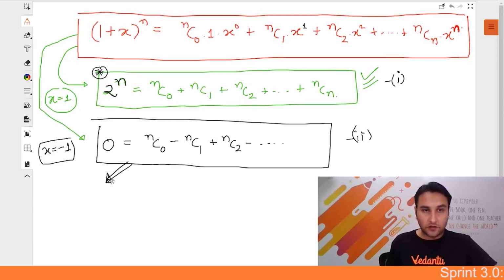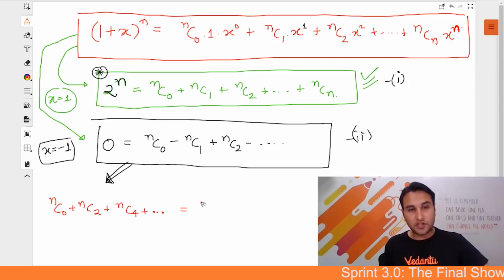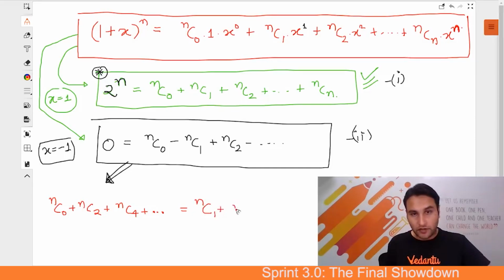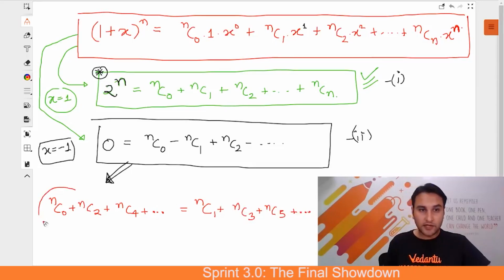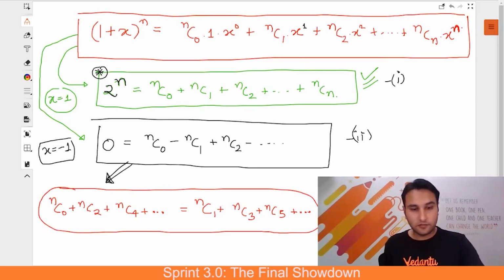Do you visualize from this that NC0 plus NC2 plus NC4 and so on, basically the summation of the binomial coefficients when r is even, is actually equal to that when r is odd? Did you understand till here? Is this clear, all of you? Make sense?